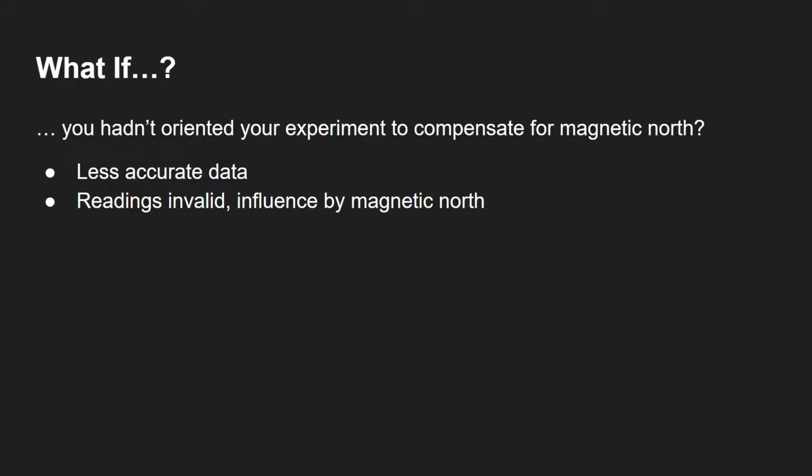Now, what if we hadn't oriented the experiment to compensate for the magnetic north during the procedure? Essentially, we just get less accurate data, and the readings would be more invalid because you have some sort of influence by the magnetic north that isn't accurate to your data.